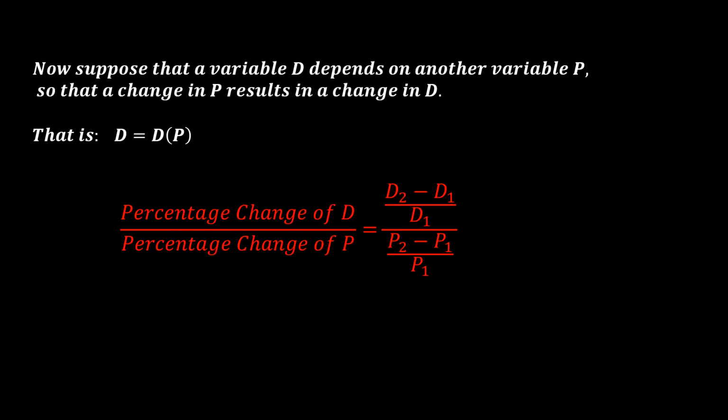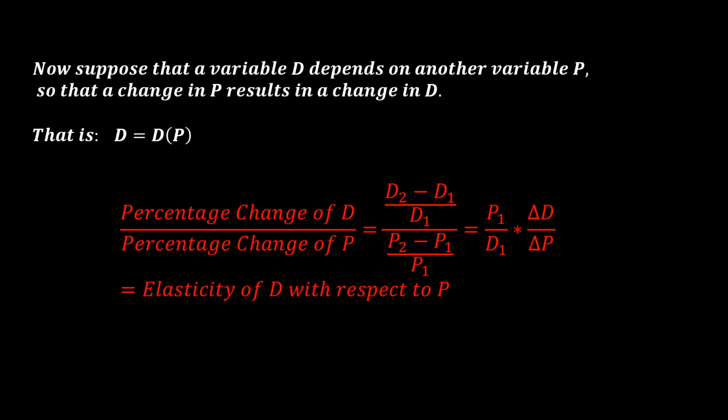We then have a ratio of two percentage changes. In the numerator, we have the percentage change of demand, and in the denominator we have the percentage change of the price. We can rewrite this using delta notation. Here delta D means the change in D, that is delta D equals D2 minus D1. We then have the ratio of the initial values of price and demand multiplied by the ratio of the changes in demand and price. And this is in fact how we define elasticity of demand with respect to the price.